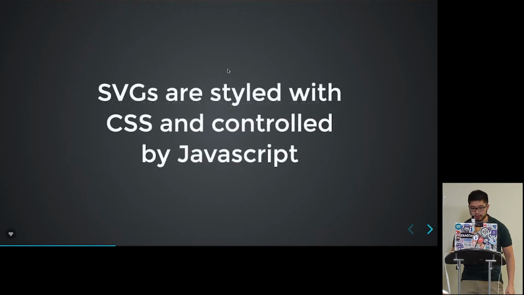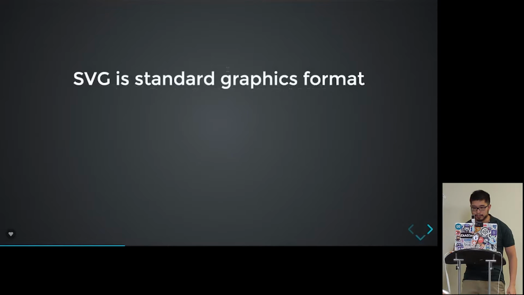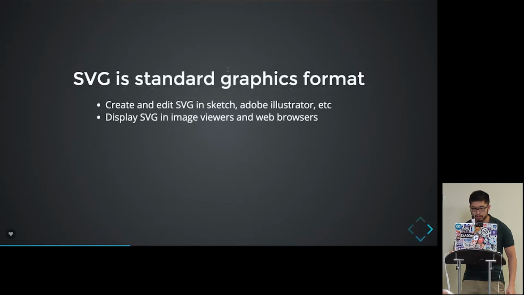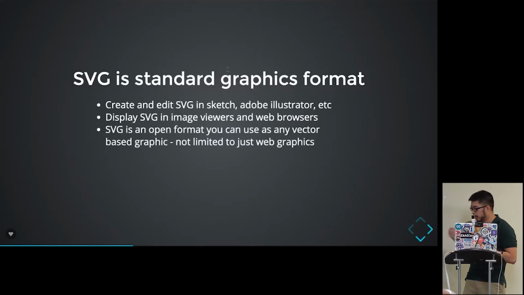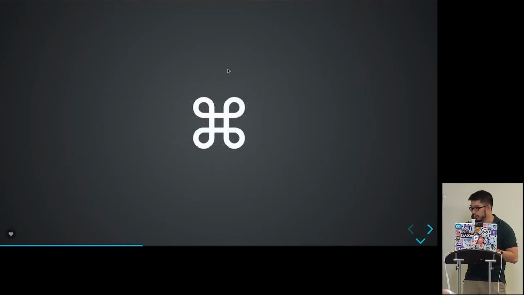So to show you in actual examples, going forward, with SVGs you can use them in multiple different ways. You can use them in Sketch, you can use them in Illustrator, you can display them in image browsers and web browsers, and it's an open graphic that can be used anywhere. So to give you an example, I'm going to put this in Figma, right? Figma is a UX tool that you can use for essentially designing mock-ups and layouts for your applications.